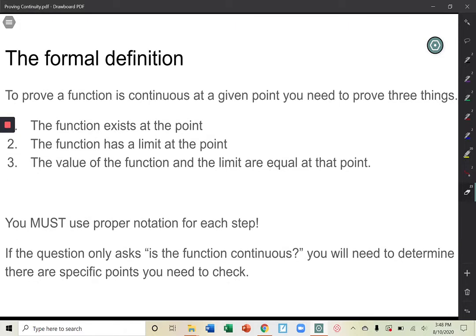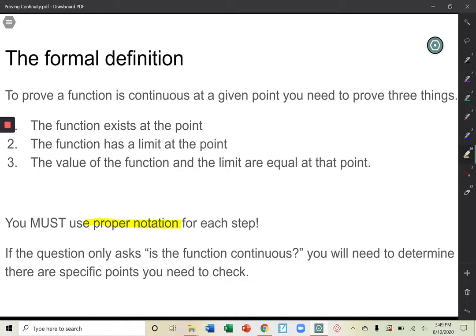In order for me to prove that a function is continuous at a given point, we need to prove that three things are true about that function: that it exists, it has a value at that point, that there is a value to the limit at that point, and that those two numbers, the function value and the limit value, are the same. Three pretty basic steps, but what's important to remember is you have to use proper notation on this. So when we talk about proper notation, that means limit notation. It means naming functions correctly and keeping track of using mathematical language in terms of proving this.